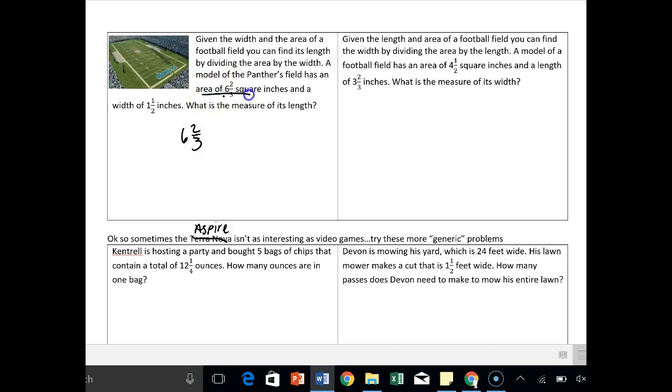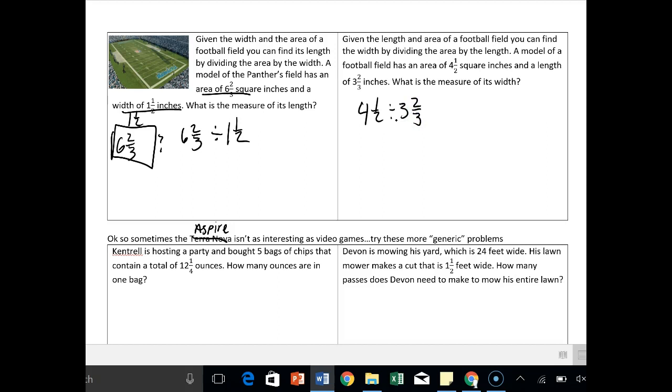I give you the area, and I'm telling you, find me the width. So 1 1/2, right? It's like I have my area 6 2/3. I have this 1 1/2, and I'm trying to find this, right? You need to divide to find that. Same thing here. It's basically just the same problem, just repeated, right? 4 1/2 divided by 3 2/3. You guys can do these.